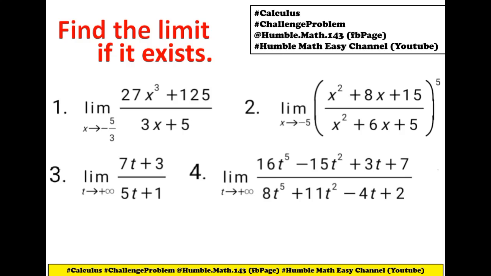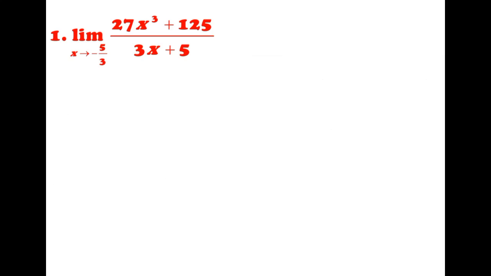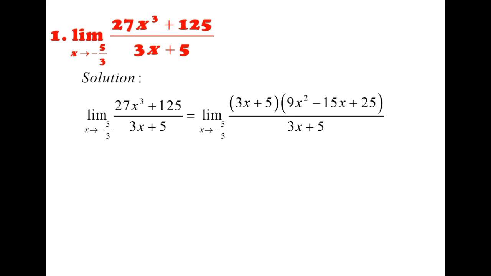So we have now our process in dealing with this set of 4 problems. For number 1, given the limit of 2x cubed plus 125 all over 3x plus 5 as x approaches negative 5/3. The first thing that we should do is factor out whatever expression in both numerator and denominator that we have, if necessary.